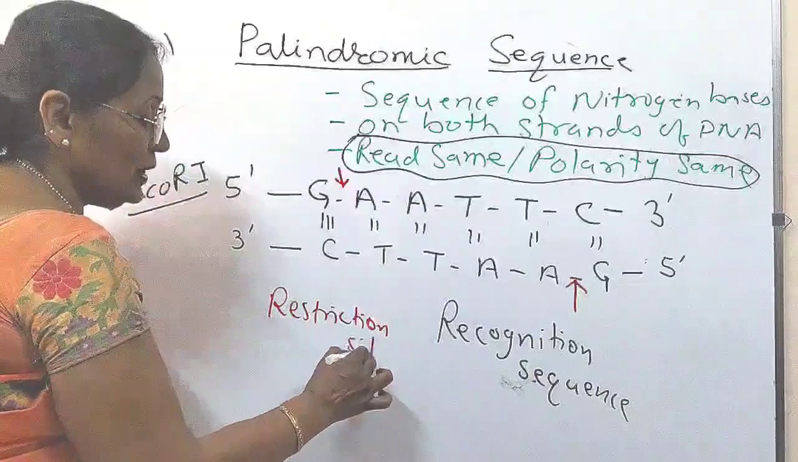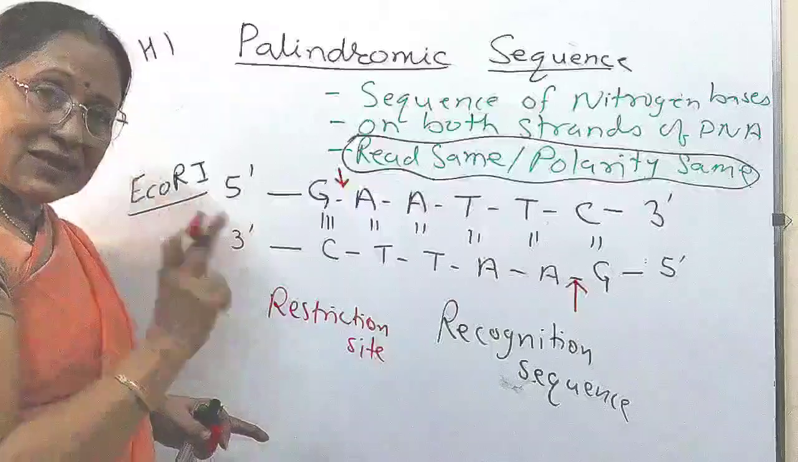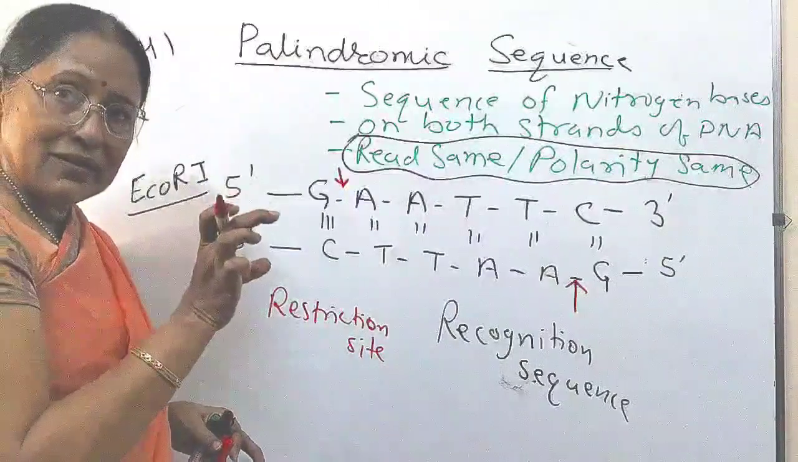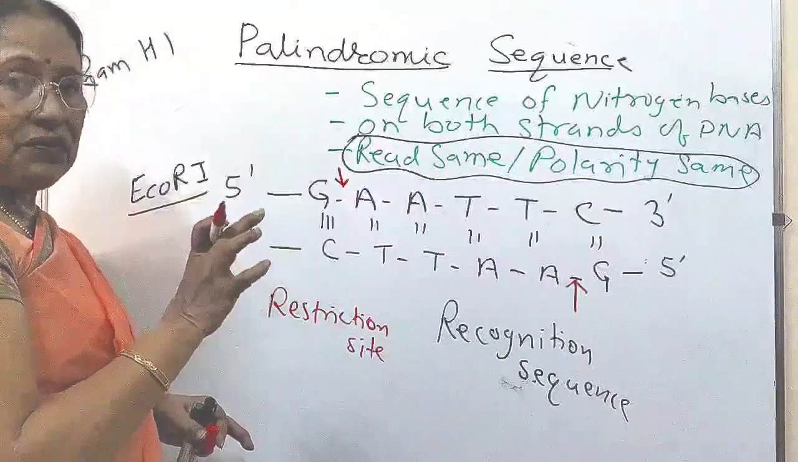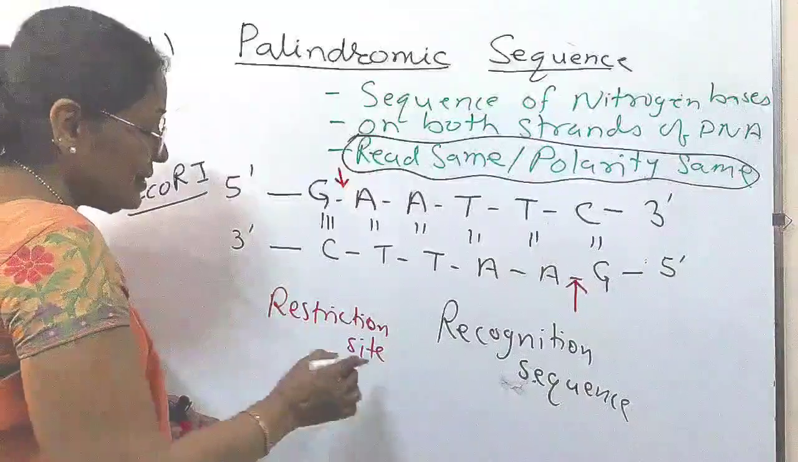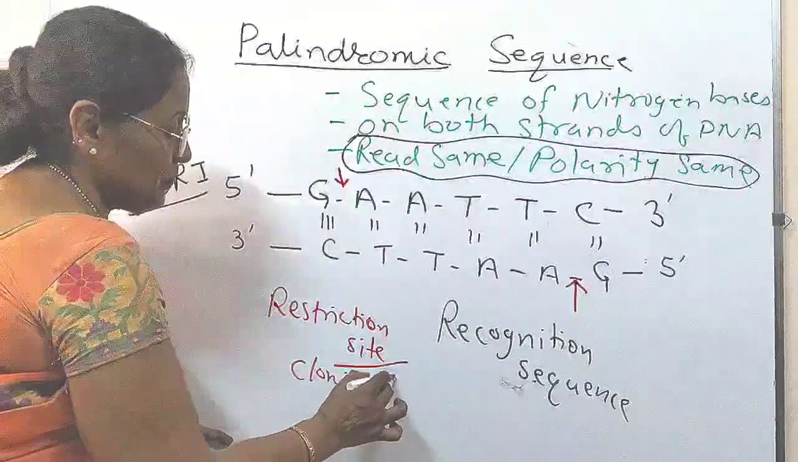This is also called the cloning site in the case of vectors, because this is the place where the vectors are cut and we are putting the desirable gene of which we need multiple copies. That's why it is called the restriction site or the cloning site.